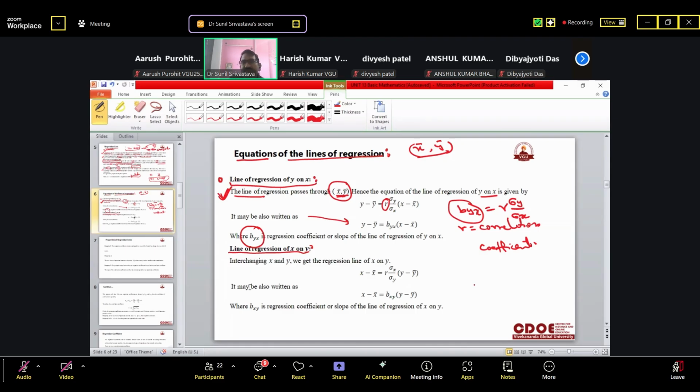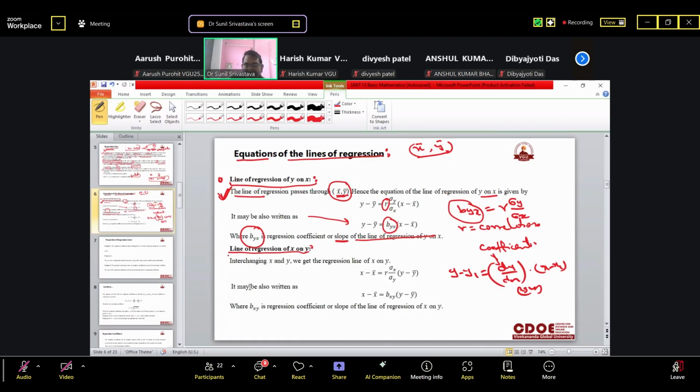This is nothing but the equation of a straight line passing through the point x1, y1: y minus y1 is equal to dy by dx at the point x1, y1, times x minus x1. This is the form of the equation of a straight line. dy by dx represents the slope, so this also represents the slope of the line. Hence it is written here as the regression coefficient or slope of the regression line y on x.